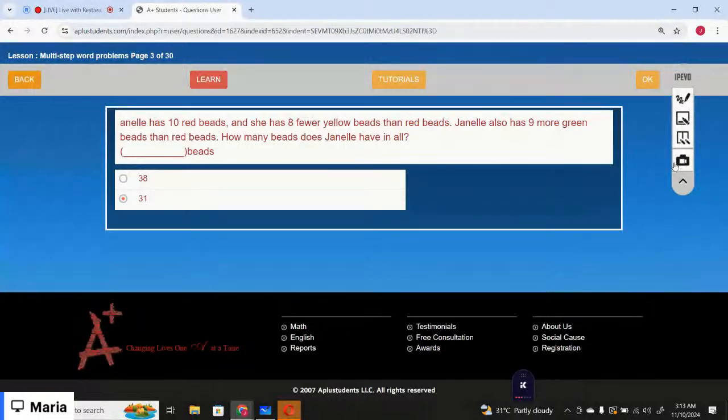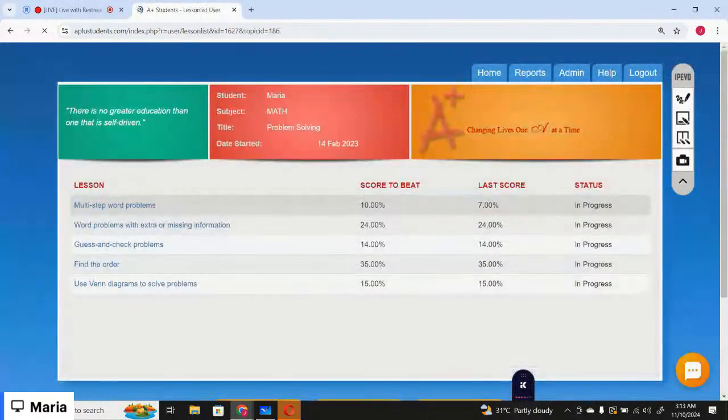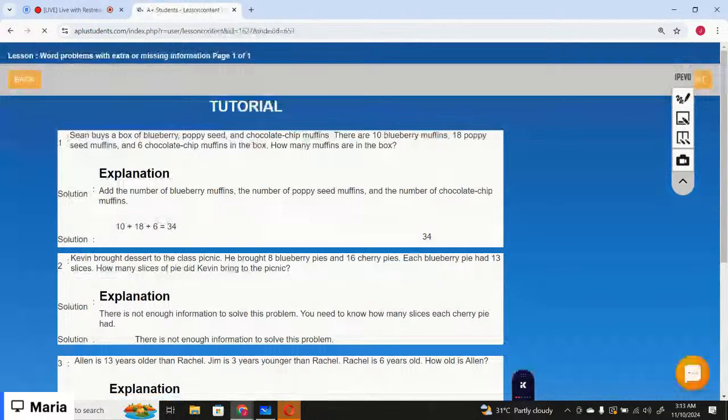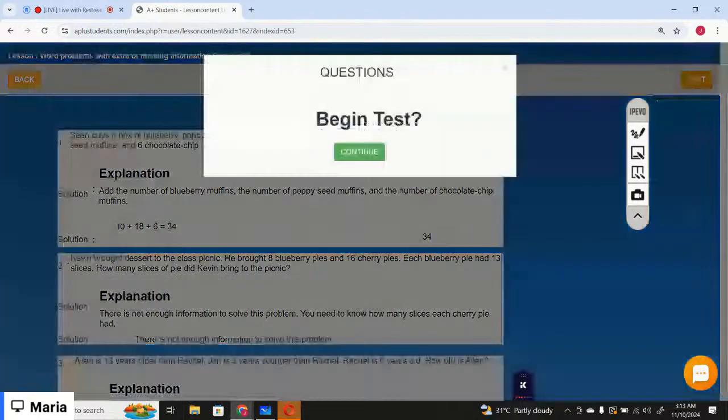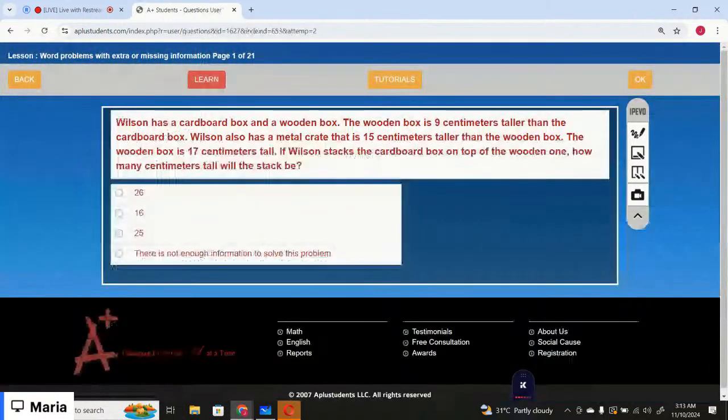Okay, you can complete the lesson by yourself later today. Let me just move on to the next lesson. The next lesson is word problems with extra or missing information. Let's just start with the test question, right? You can have a look at the tutorial by yourself later today so that we can do more questions from the test actually.